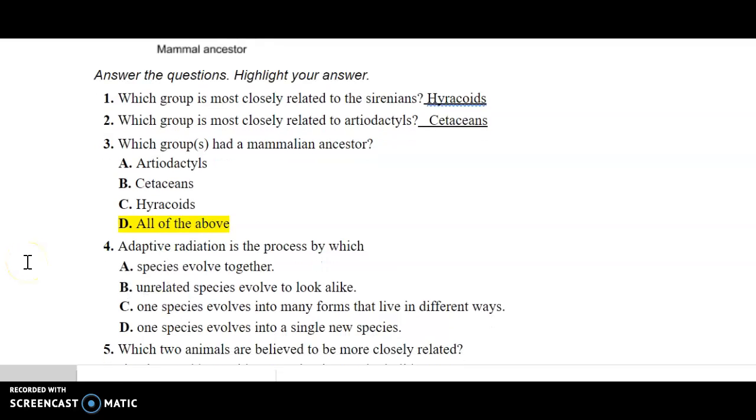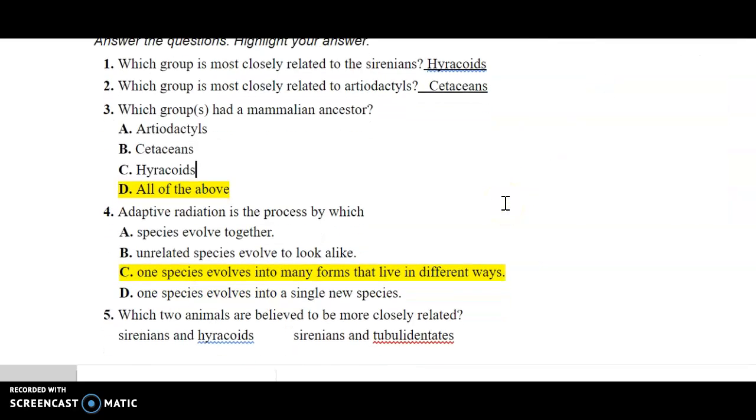Number 4 says adaptive radiation is the process by which one species evolves into many forms that live in different ways. Like our cladogram there saying there was a mammalian ancestor that evolved into all those others. Remember, that's just a thought, though. Think for yourself.